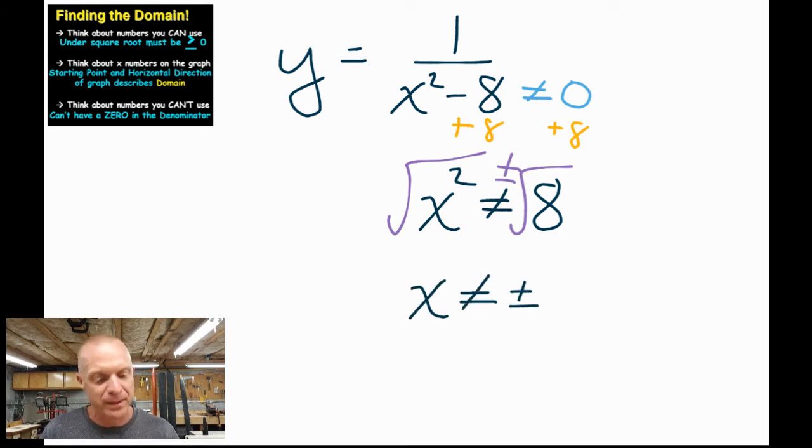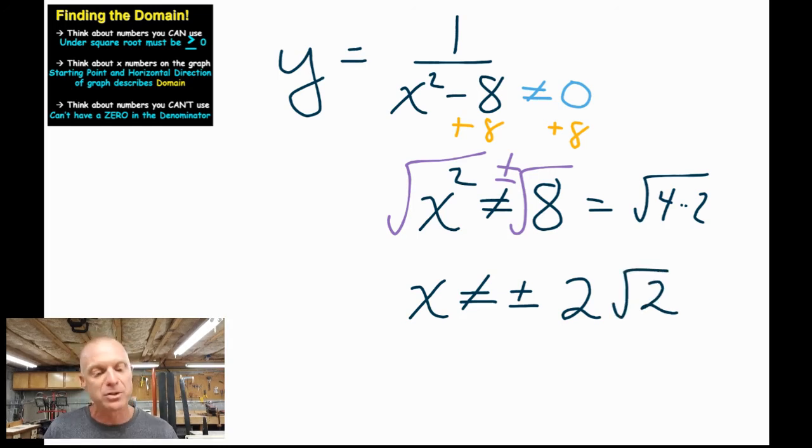Now remember, the square root of 8 is actually the same as the square root of 4 times 2. And I hope that you're going to pull that 2 out. I'm sorry, you're going to pull the 4 out as a 2. And then you're going to leave that other 2 behind. So we get plus or minus 2 root 2. Now technically, the domain would be all numbers that are not equal to plus or minus 2 root 2. That means every other number is fine. You just can't equal 2 root 2.